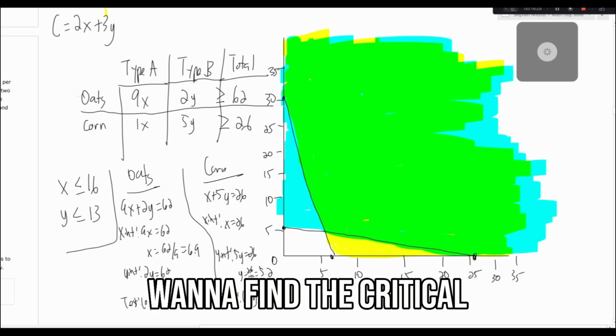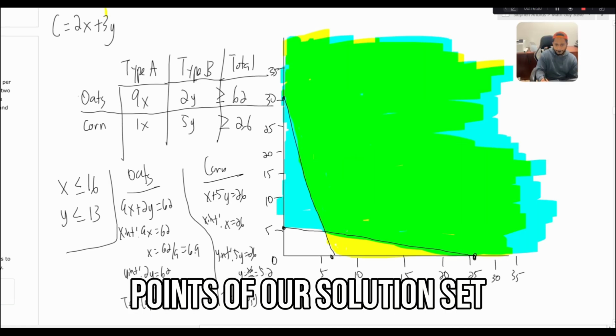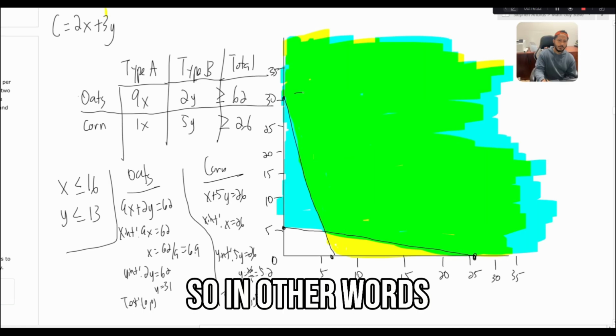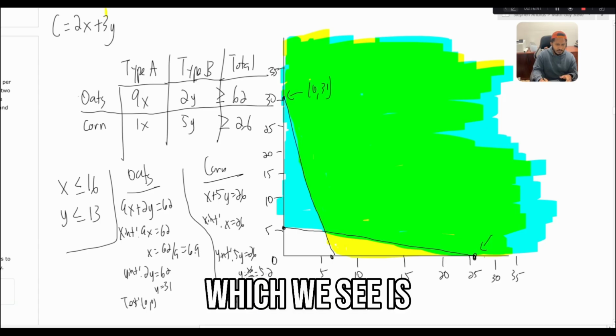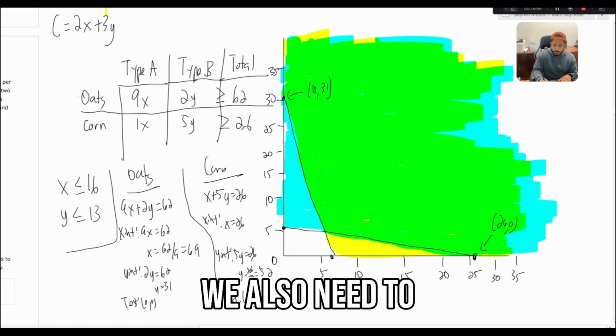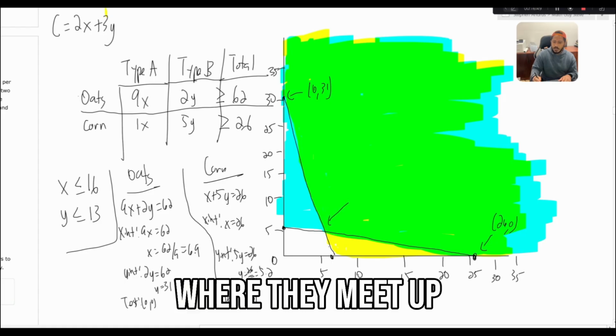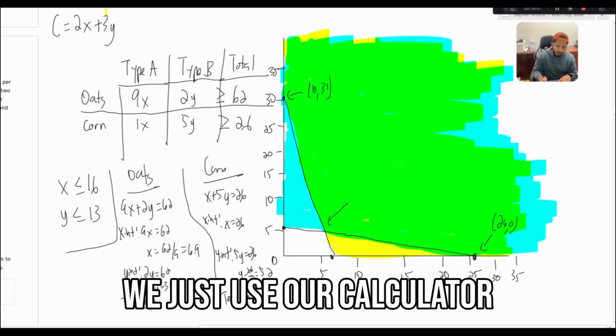Now we want to find the critical points, or the border points, of our solution set. This point here, which we see is 0, 31. This point here, which we see is 26, 0. But we also need to find this point here, where they meet up. How we find where they meet up is we just use our calculator.